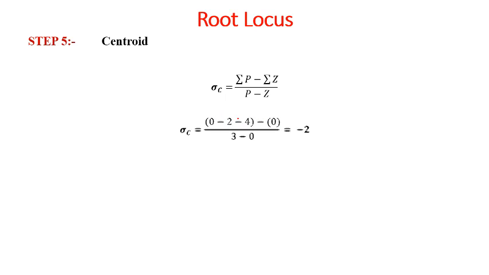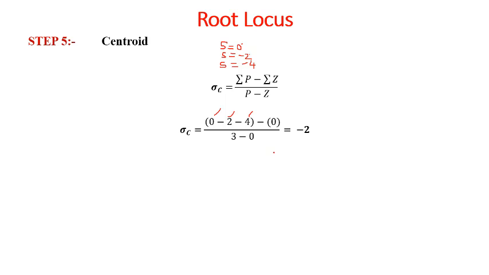So from where did we get this? We got it from our first part, where, if you remember, we had s is equal to 0, s is equal to minus 2 and s is equal to minus 4. From there we got this, and we don't have any zeros, so 0 for the zeros. 0, minus 2 and minus 4, minus of 0. P minus z we already know how to get. P is equal to 3, z is equal to 0. So minus 2 minus 4 minus 6 divided by 3, we will get sigma c equal to minus 2.